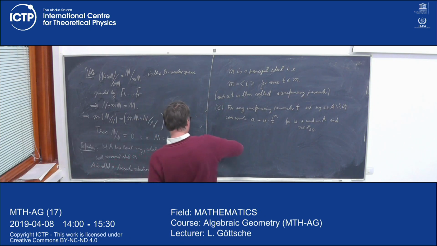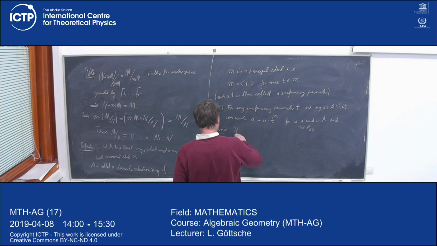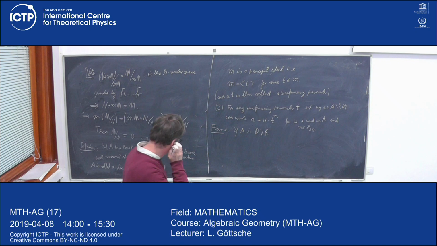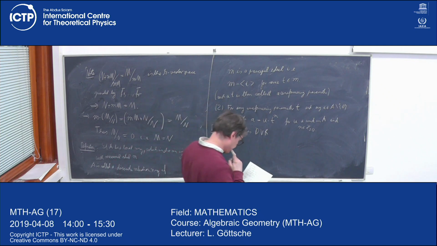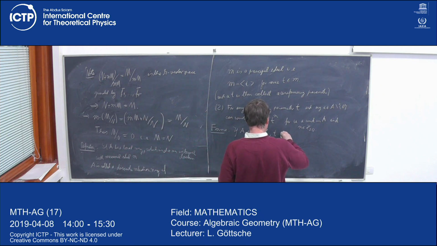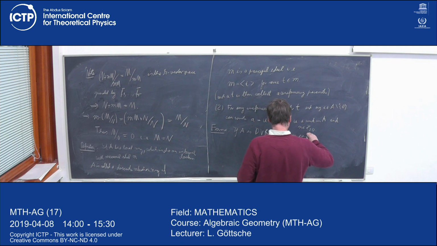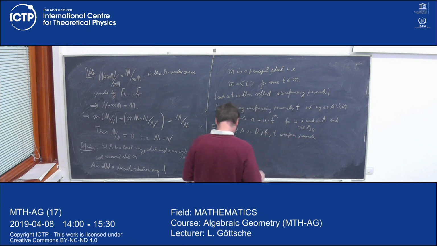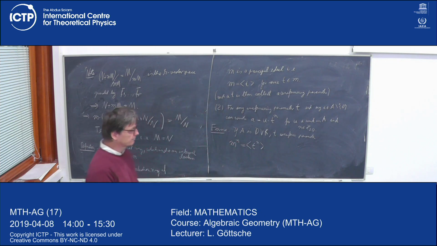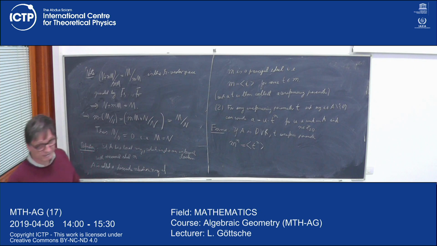So you can maybe check, this is almost trivial, but I can see whether you understand. If A is a discrete valuation ring, with the notation as above, and t is a uniformizing parameter, then if I take the maximal ideal to the n, this is just the ideal generated by t to the n, for all n. I mean, this is almost trivial.